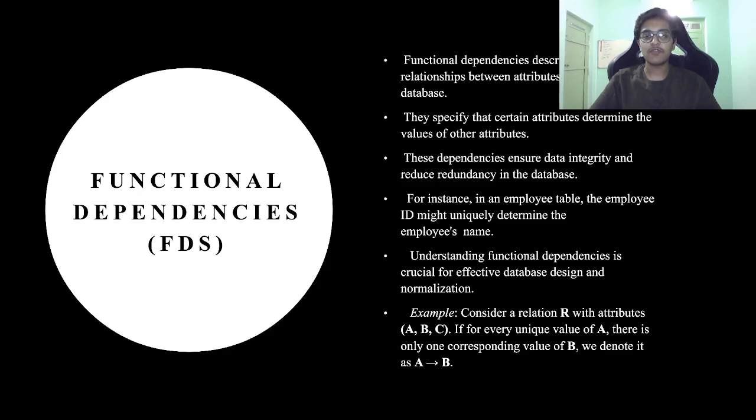So an example for this is, consider a relation R with attributes A, B and C. If for every unique value of A, there is only one corresponding value of B, then we denote it as A → B, or A determines B. Moving on to the next slide.